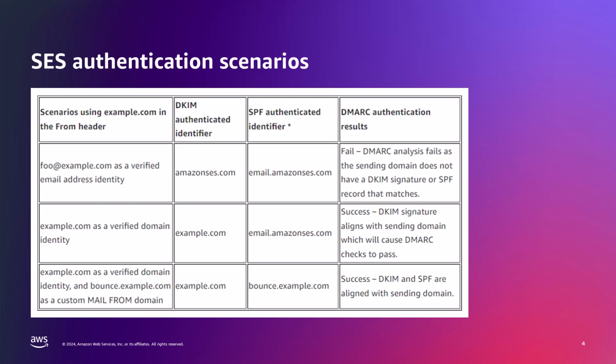It uses public key cryptography to sign an email with a private key, so recipient servers can then use a public key published to a domain's DNS to verify that parts of that email have not been modified during the transit. The third protocol is DMARC. It's an email authentication protocol that uses SPF and DKIM to detect email spoofing and phishing.